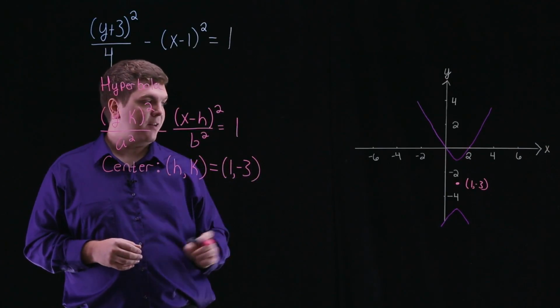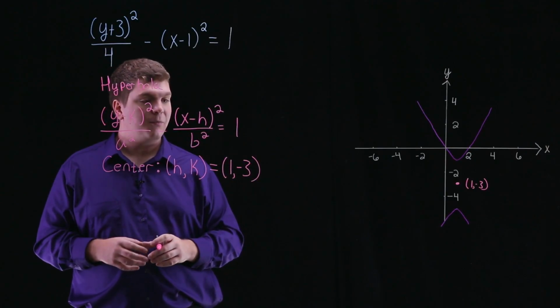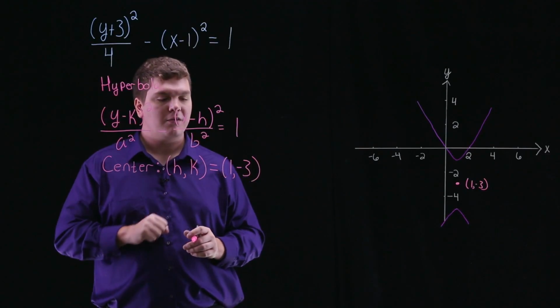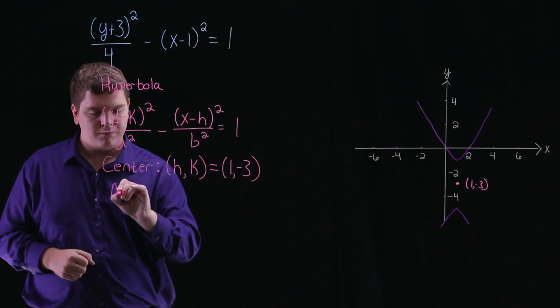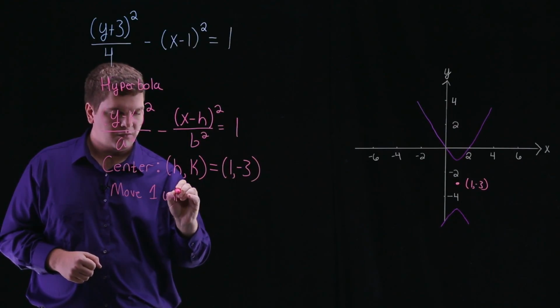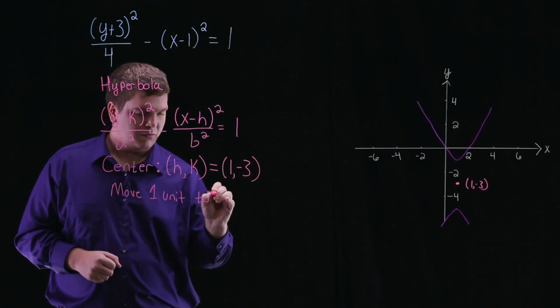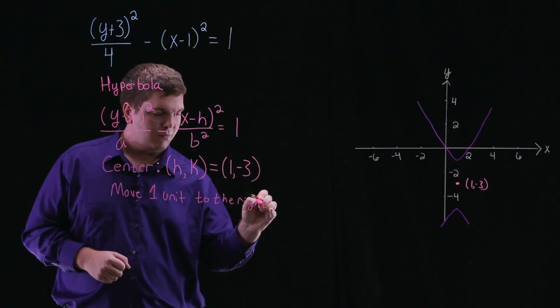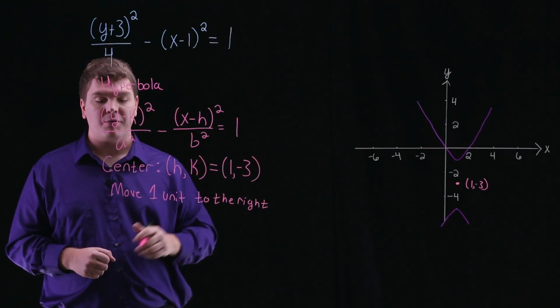So, as we said over here, and again right here, from standard position we'd have to move 1 unit to the right, and we'll have to move down 3 units.